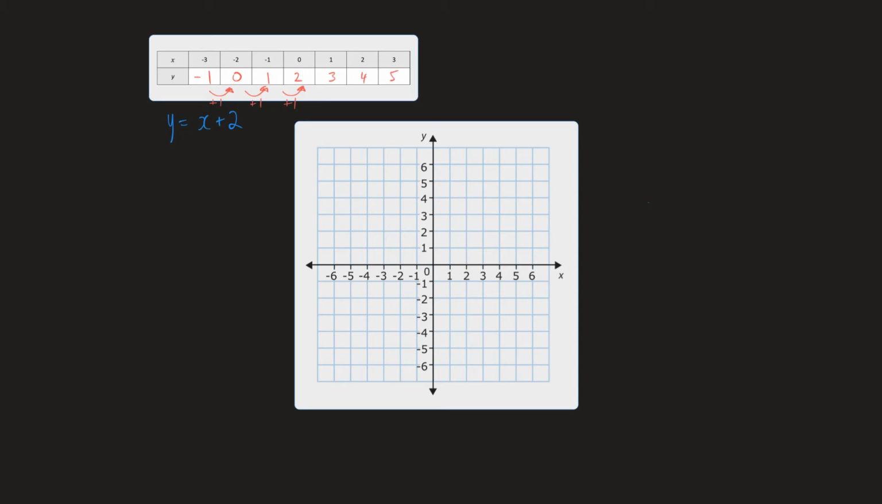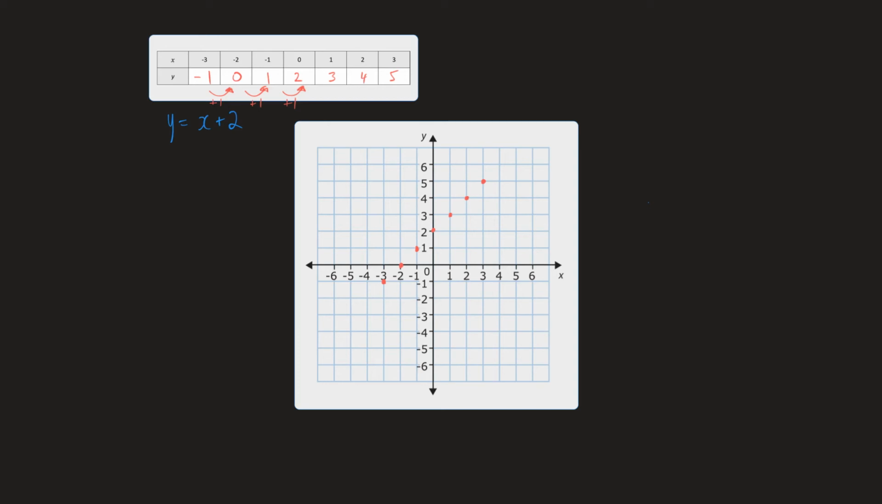Now what I'm looking to do is to plot my points on my Cartesian plane. So first of all, -3, -1. Then I have -2, 0, -1, 1, 0, 2, 1, 3, 2, 4, and finally 3, 5. And what we should notice is that all those points form a straight line.